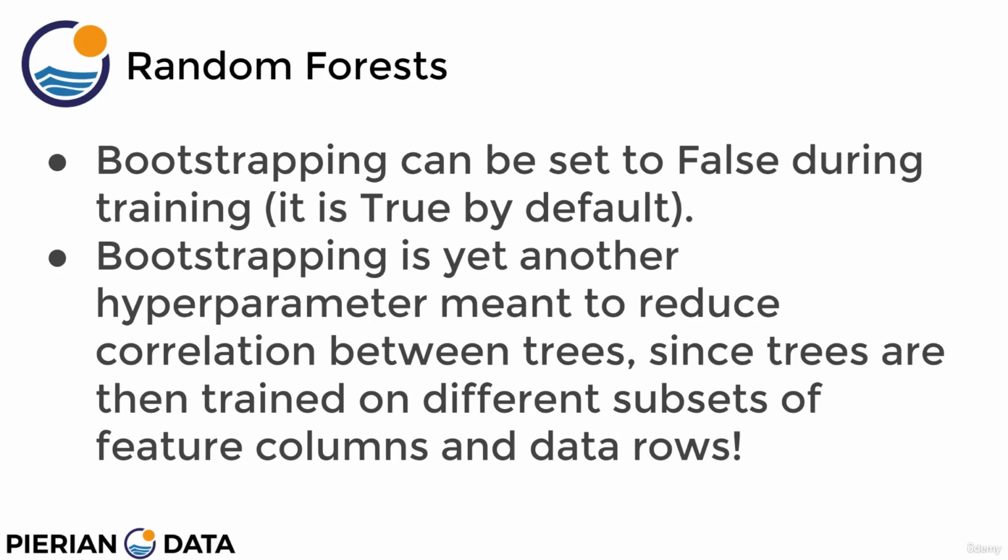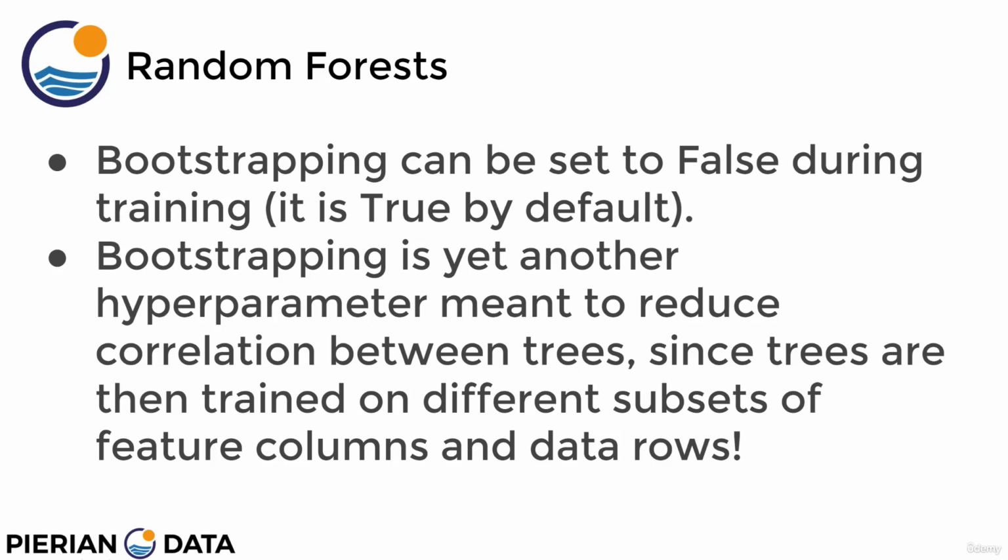Keep in mind in scikit-learn, it's true by default. The reason we use bootstrapping is to have yet another hyperparameter meant to reduce correlation between trees. Reducing correlation between those trees helps our model generalize better to data that it hasn't seen before.